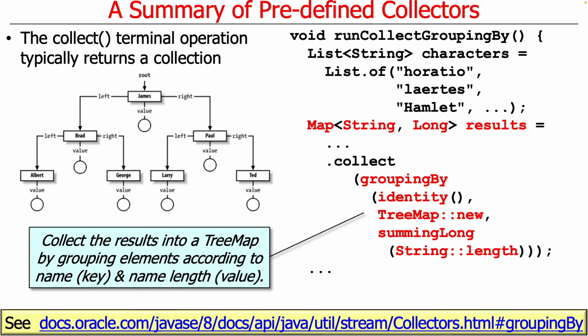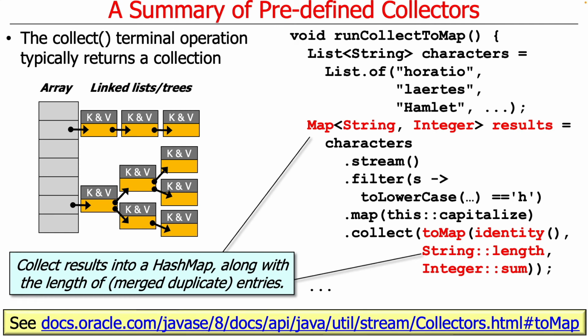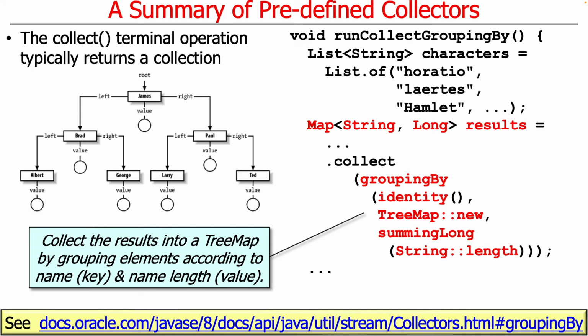But unlike toMap, which will always create a hash map, groupingBy allows you to provide a constructor reference for the kind of map you want to have made. So we might, for example, want to have a tree map instead of a hash map. And as you might expect, a tree map is implemented as a balanced binary tree as opposed to a hash table. And then the third parameter here, well, let's see. Let's first walk through these things.